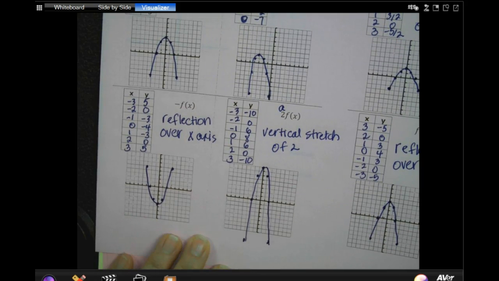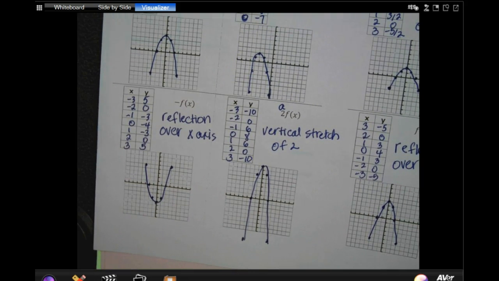So what happened to this parabola? Got taller and skinnier. Not me. The opposite of me.